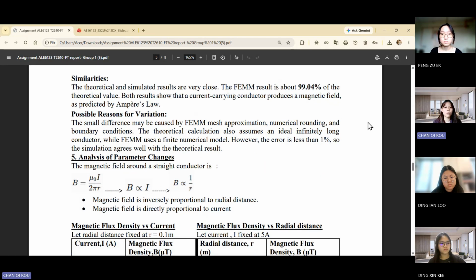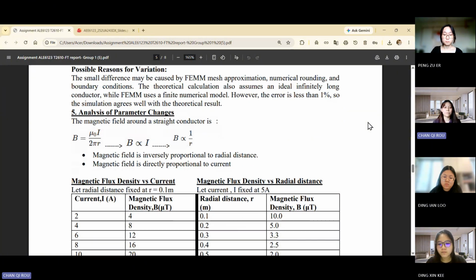The possible reason for the variation is that the small difference may be caused by the finite element mesh approximation, numerical rounding and boundary conditions. The theoretical calculation also assumes an ideal infinitely long conductor, while the simulation uses a finite numerical model. However, the error is less than 1%, so the simulation agrees well with the theoretical result.